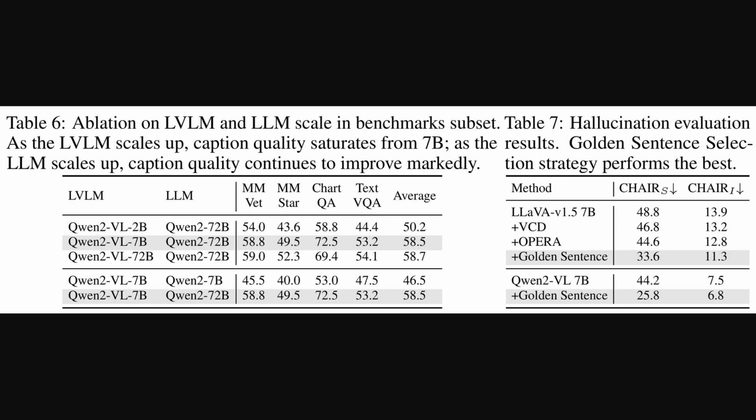Okay, so these next tables really put the components to the test in what's called an ablation study, where you take parts away to see what matters most. The table on the left confirms that a 7 billion parameter vision model is good enough for seeing the details. But you really need that big 72 billion parameter language model to put all the information together well. Then, the table on the right shows how well the system fights hallucinations, using a metric called Caption Hallucination Assessment with Image and Reference, or CHAIR. And the results are stark. The golden sentence method slashes those hallucination scores, proving it really works.